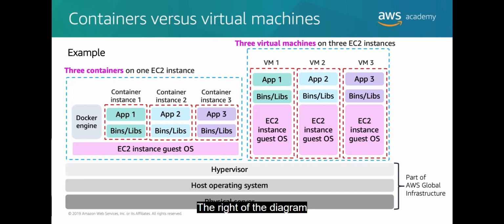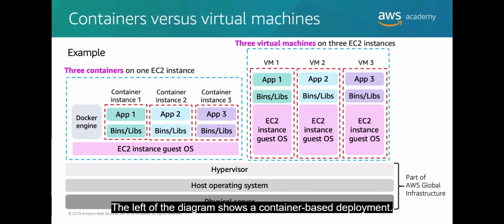The right of the diagram shows a virtual machine, or VM-based, deployment. Each of the three EC2 instances runs directly on the hypervisor that is provided by the AWS Global Infrastructure. Each EC2 instance is a virtual machine. In this VM-based deployment, each of the three apps runs on its own VM, and each VM provides process isolation.